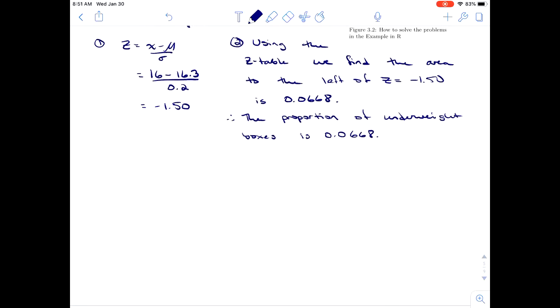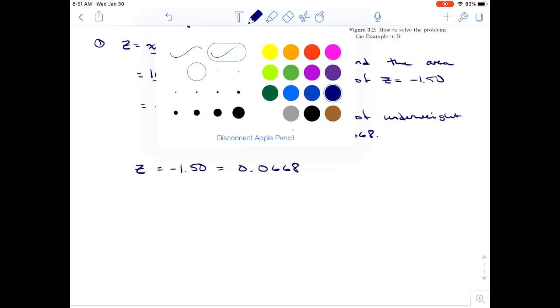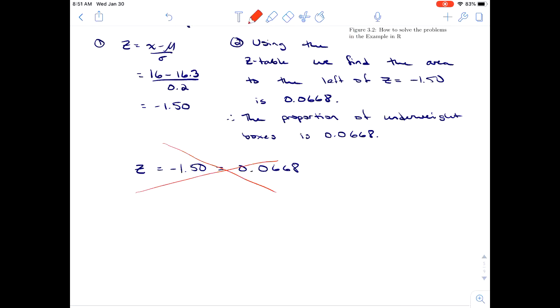Here's something that I see a lot, and I don't want to see it. I do this warning every day, every year, every term. Z is equal to negative 1.50, which is equal to 0.0668. That's never true. Negative 1.5 is never equal to 0.0668, right? And so I don't want to see equal signs being used. If you don't want to write out this sentence, it's the safest, right? But if you don't want to write it out, you can use probability notation. Those are your two options, okay?